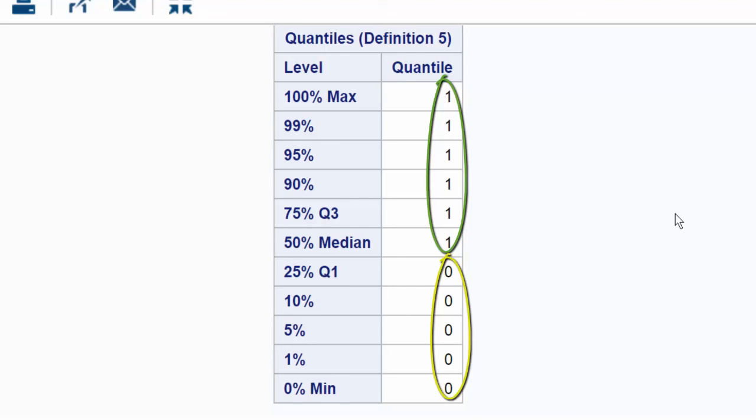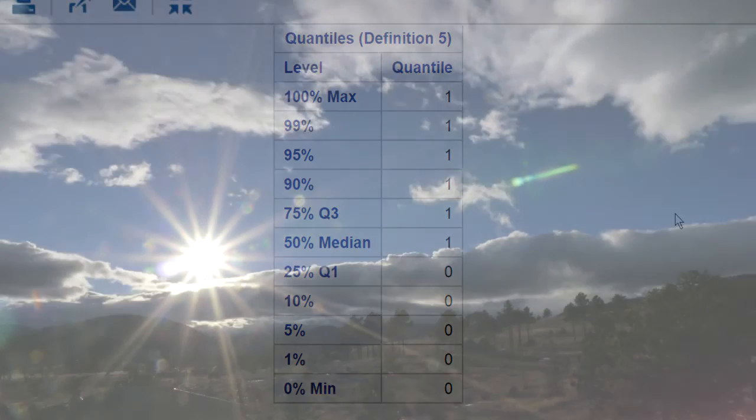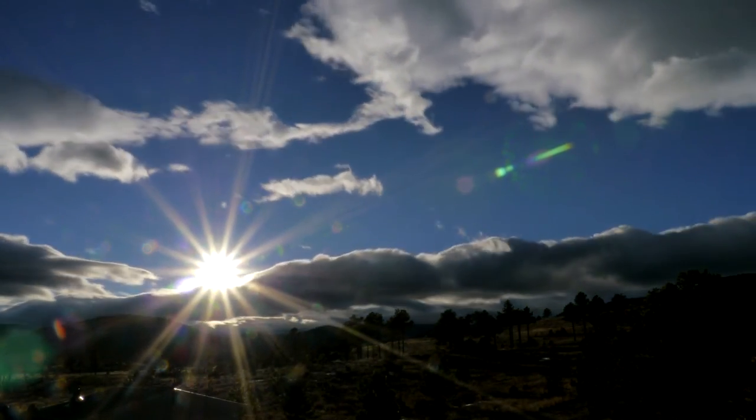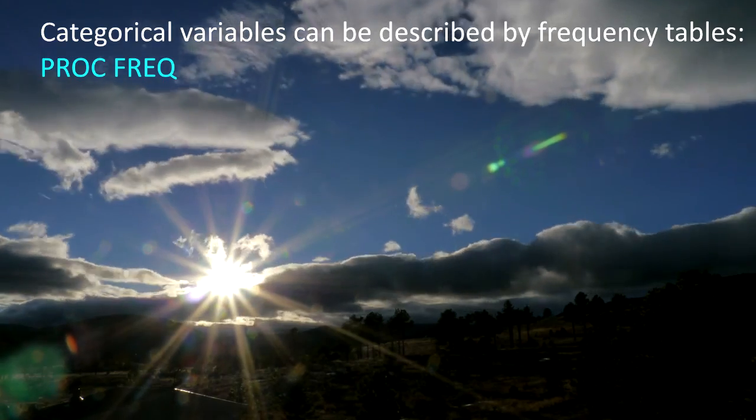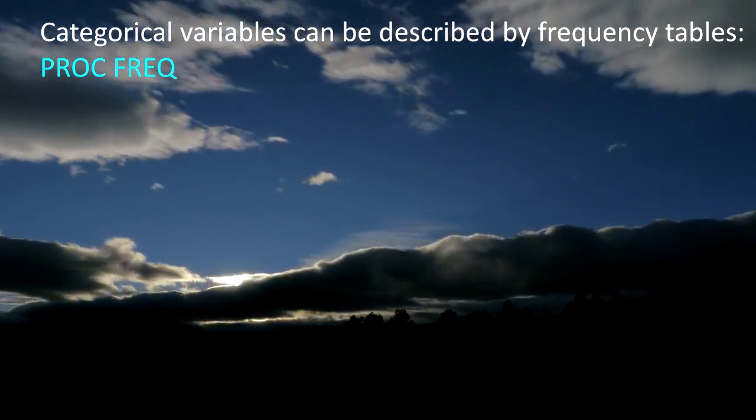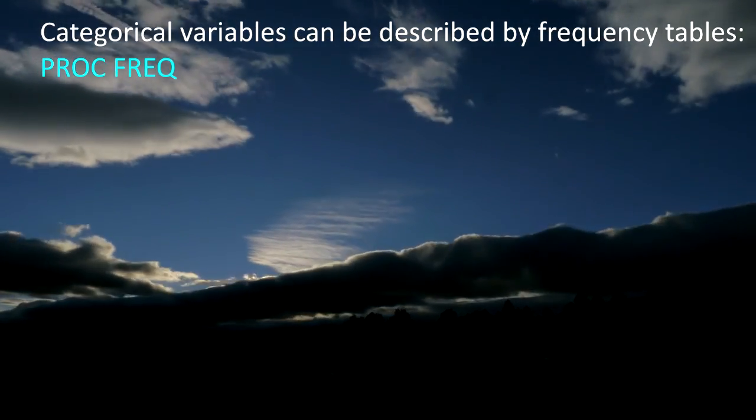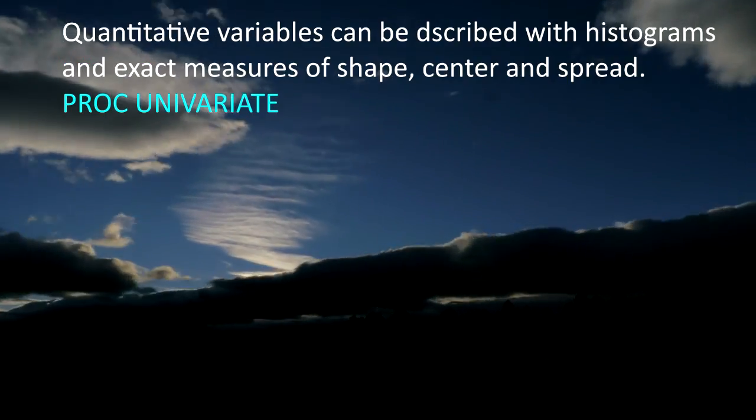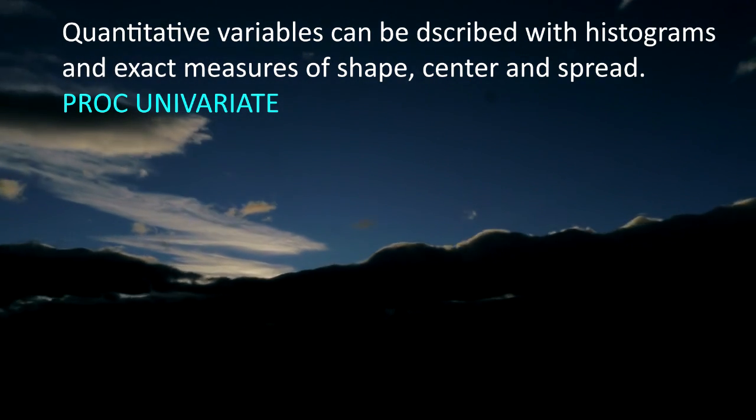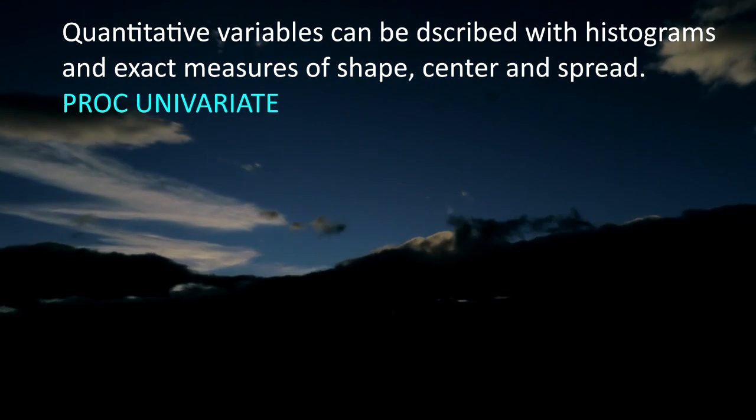So again, it's very important to remember to use the appropriate descriptive statistics for both quantitative and categorical variables. Categorical variables can often be described well with frequency tables generated by PROC FREQ or with a bar chart. For quantitative variables, it's best to examine histograms and then to supplement these with exact measures of shape, center, and spread.